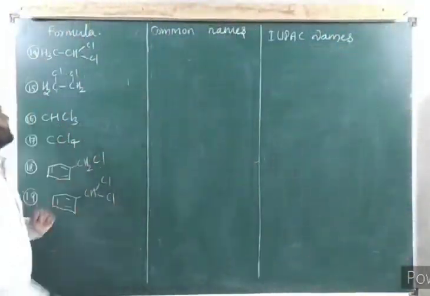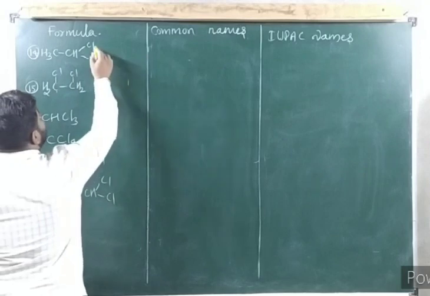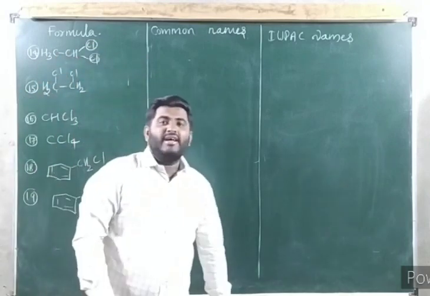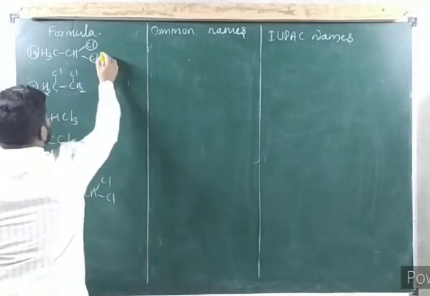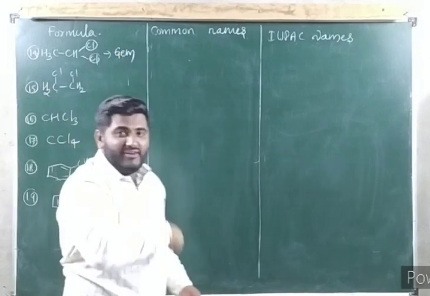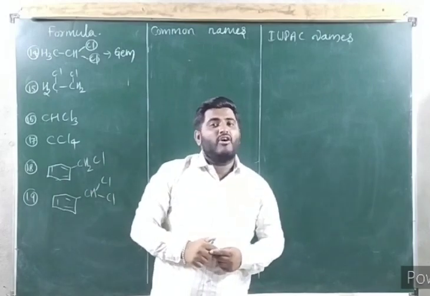Yes guys, these are some more problems. See here, 2 halogens are attached to the same carbon, and you know such types are called geminal dihalides. What are these called? These are called geminal dihalides. In geminal dihalides, which we have already studied, in the common system they are called alkylidene halides.